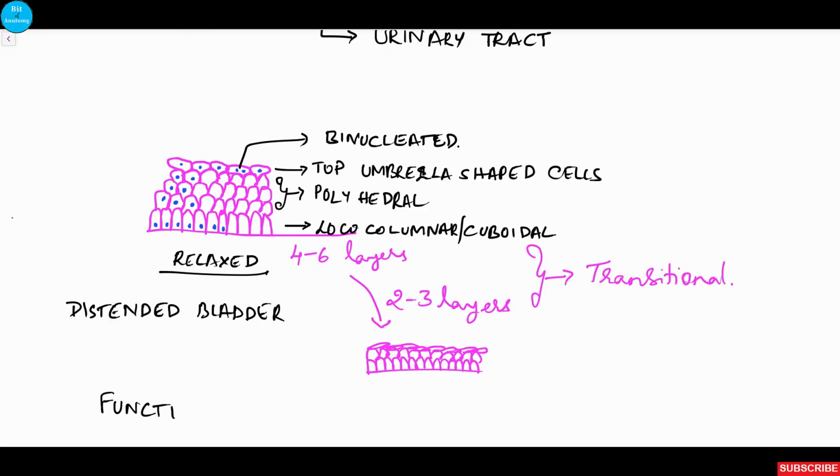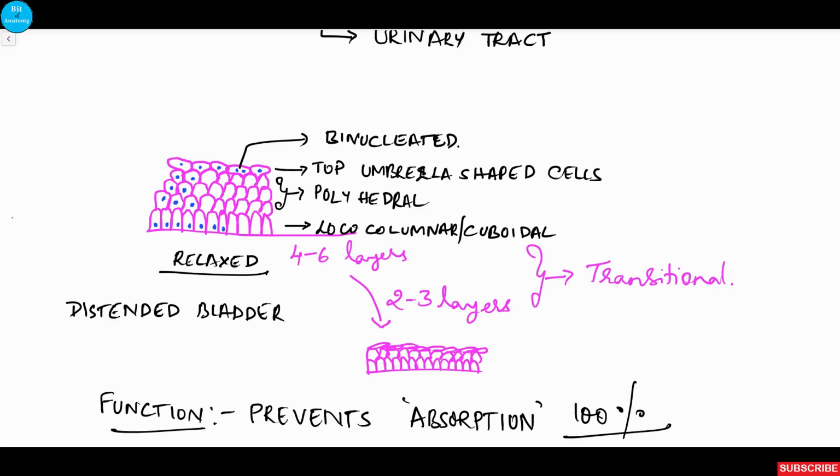So the basic function of the transitional epithelium is that it prevents the absorption of toxic substances from the urine. So it is 100% preventive.